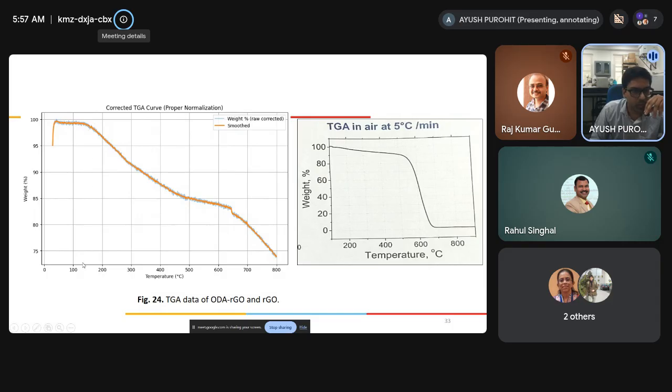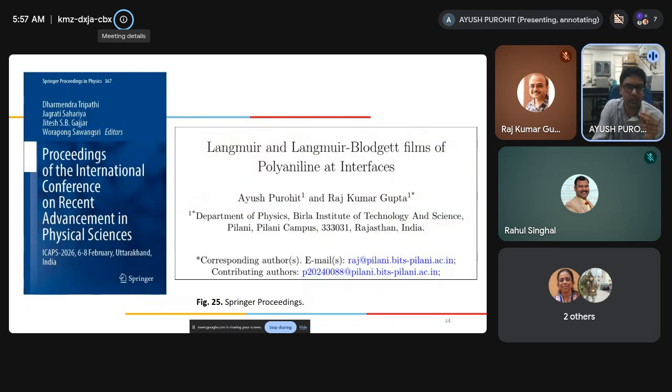So at 150 degrees Celsius, the weight of the ODA RGO is decreasing because of the alkyl chain of long carbon atoms. So here this is breaking at approximately 500, or here it is breaking at 150, or before 200.